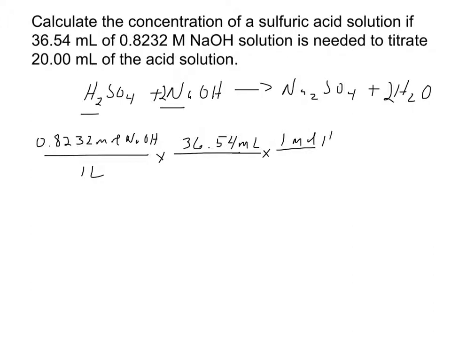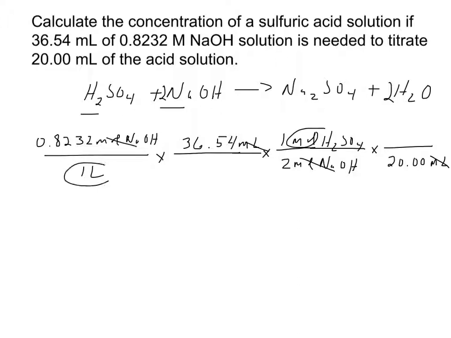So 1 mole H2SO4 for every 2 moles of NaOH. And then finally, I'm going to divide by the volume of my acid solution, 20.00 milliliters. Now look, the milliliters cancels out, moles cancels out, and I have moles per liter.